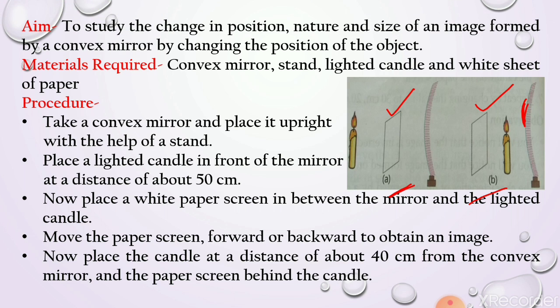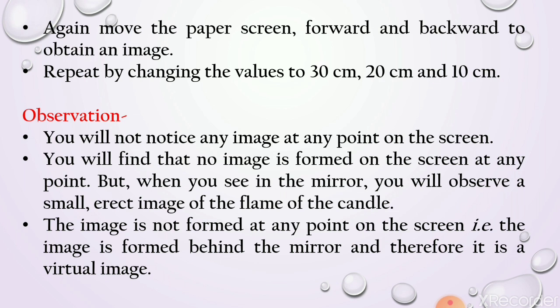That is why we get the image behind the mirror. Okay, we are not getting any image at the surface of the mirror, at the front part of the mirror. That is why we are not getting any image on the paper sheet also. And all the images which are formed, are formed behind the mirror. Okay, and when the image is formed behind the mirror, not on the mirror, not on the screen, that is why this image will be a virtual image.